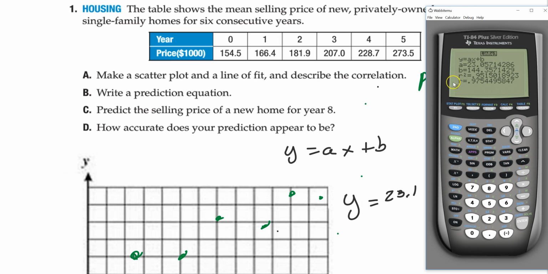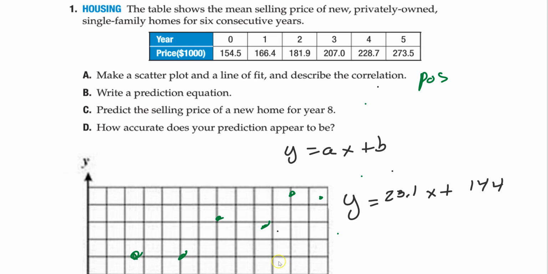Now look at our R there. See how it's 0.97? That's really strong, right? Closer to 1, the stronger you are. So that's a really strong R. It's a really strong correlation. So we have that, my prediction equation.